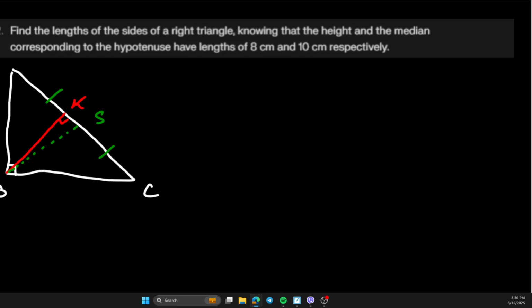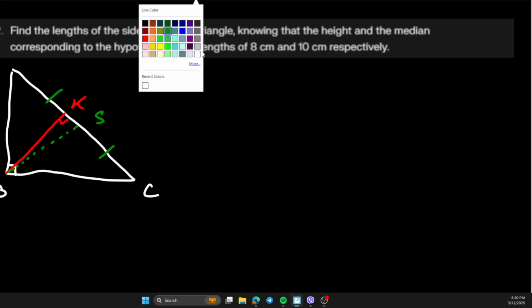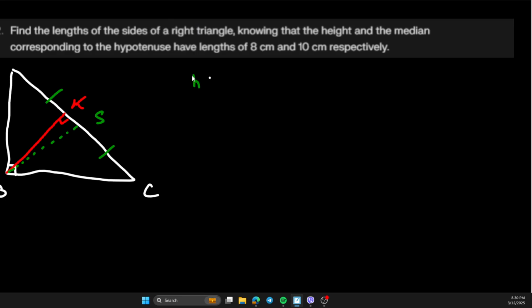Alright. So you know AB is a leg, right? BC is also a leg, right? AC is the hypotenuse, right? Now, your height is BK, which is 8, right? And your median, I'm going to call it M, is BS, which is 10.